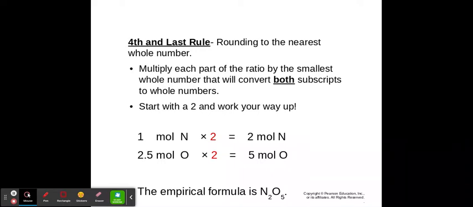Now, we want to get a whole number. So in this case, 2 worked out for us. So I put a 2 here. So 1 times 2 is 2. 2.5 times 2 is 5. So there we go. We have our whole numbers now. So our ratio is 2 to 5. So N2O5. That is the correct empirical formula.